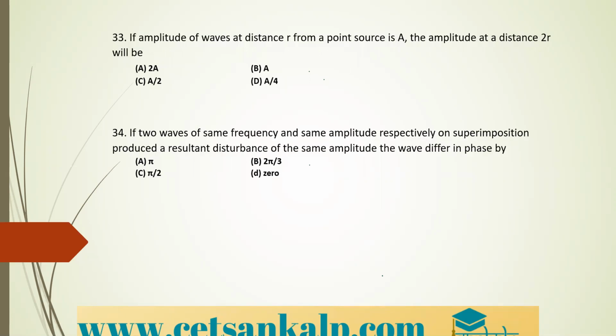Next question. If the amplitude of waves at distance r from a point source is A, the amplitude at a distance 2r will be. So it is again based on the amplitude and our intensity relation, as we know. Similarly, we should know the amplitude and distance relation. Therefore, here we can solve it like this.